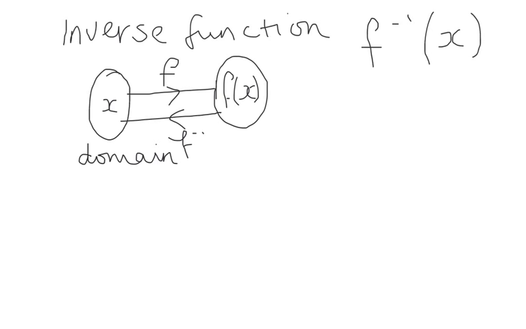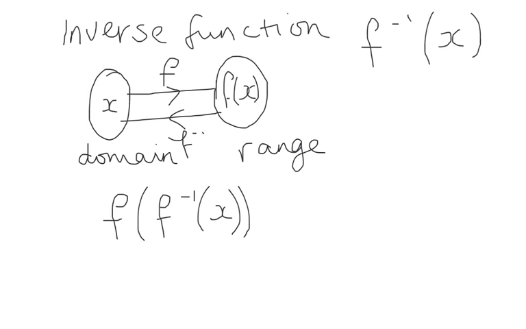So if we look at these bubbles of domain and range, we can see that if you start at x, go to f of x by using the function f, going backwards is the inverse. So this means if we make a composite function of f operating on the inverse of x, we get x. Or the inverse function operating on f of x, we also get x.